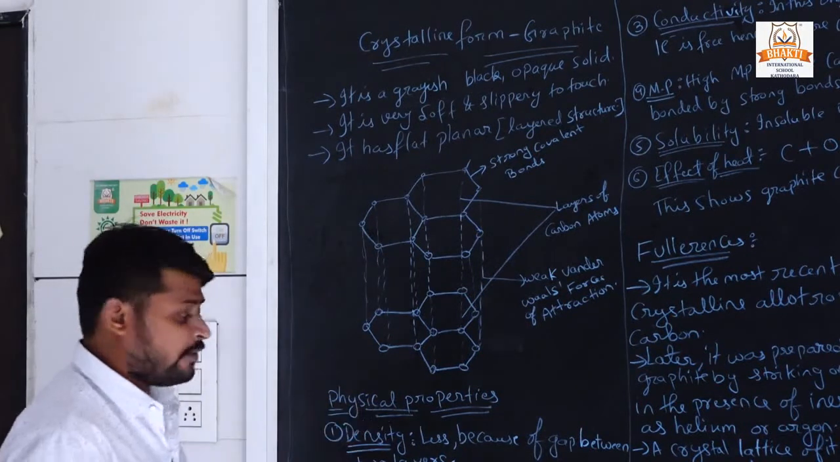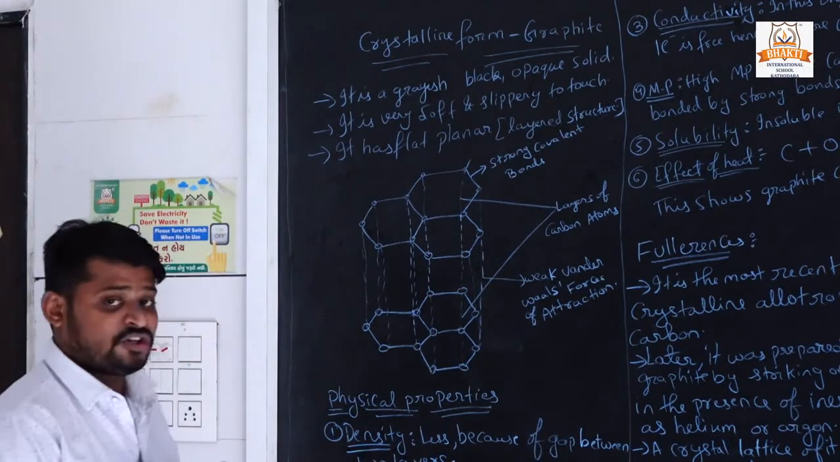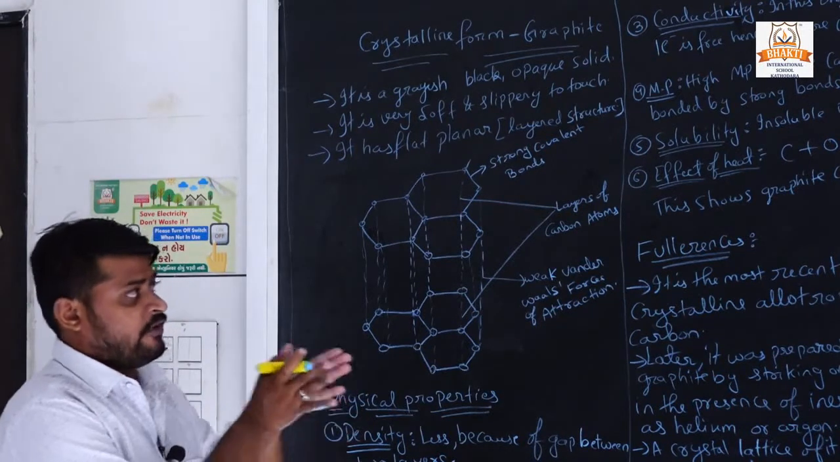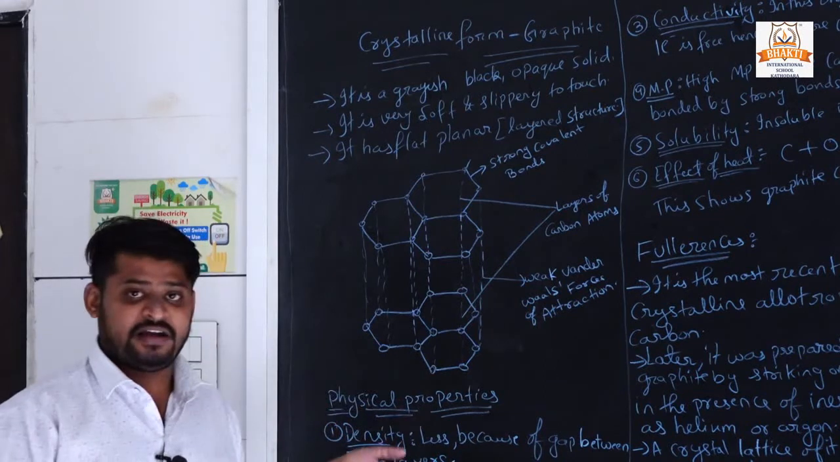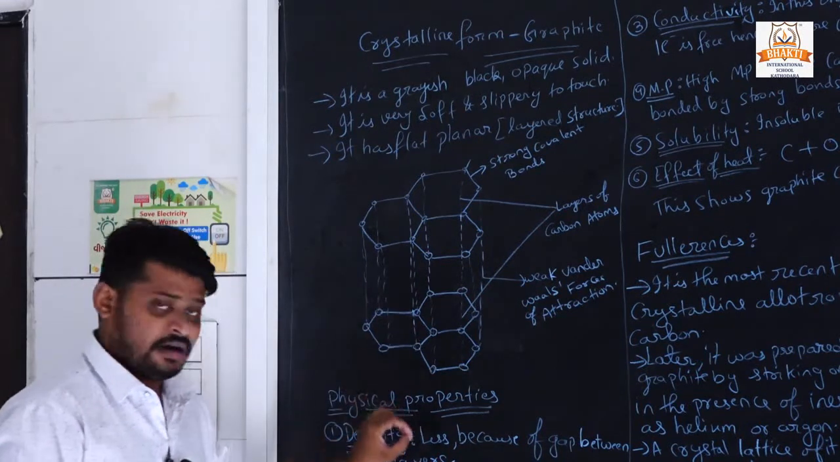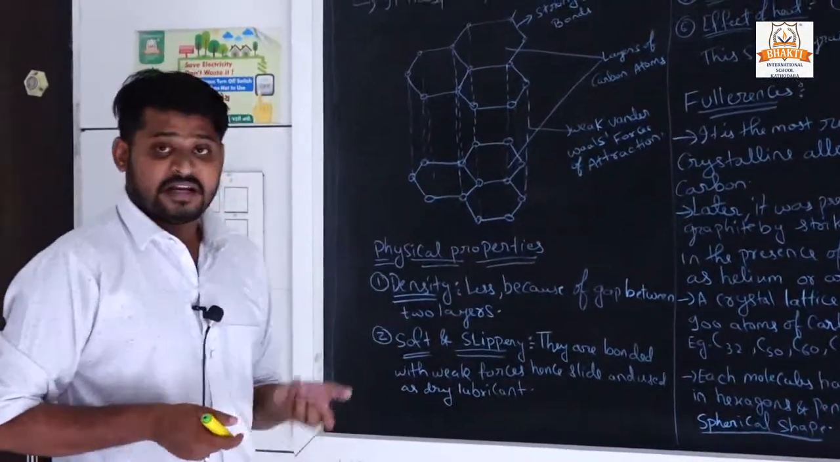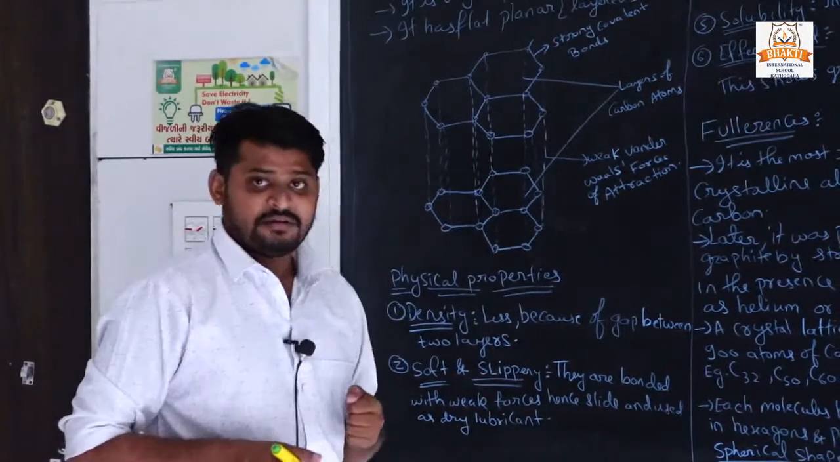Now the physical properties. Some physical properties of graphite are density, softness and slipperiness, conductivity, melting point, solubility, and effect of heat. We will study all the properties of graphite one by one. First, density. The density is less because of the gap between the two layers.